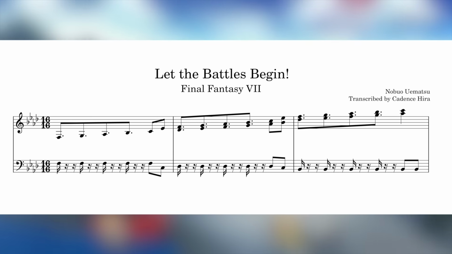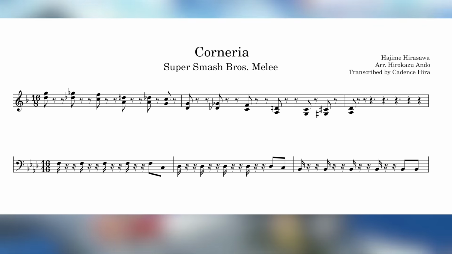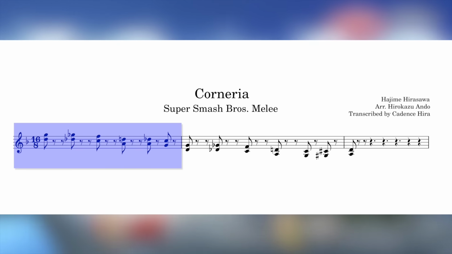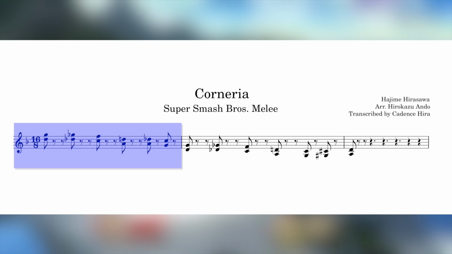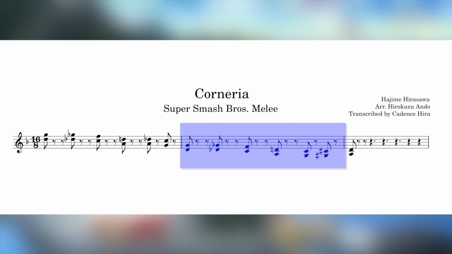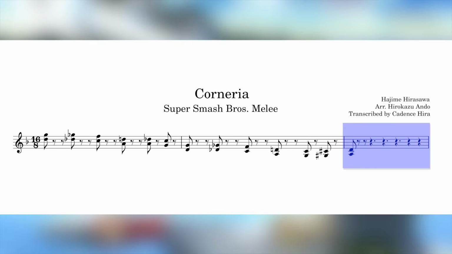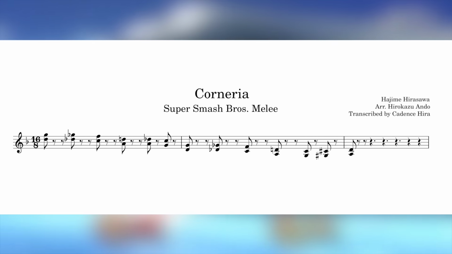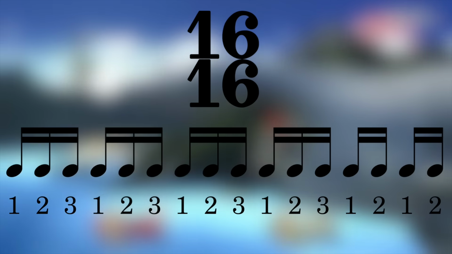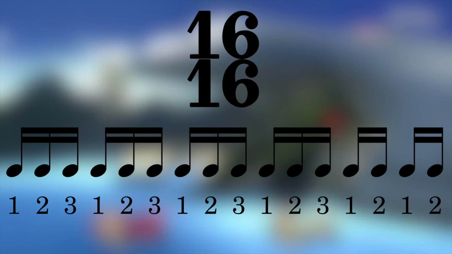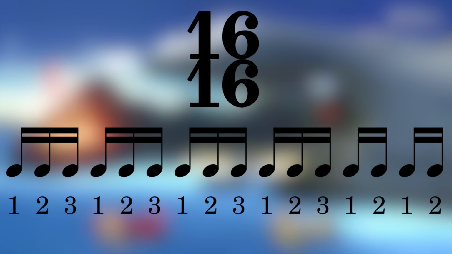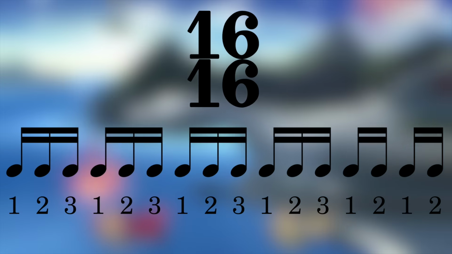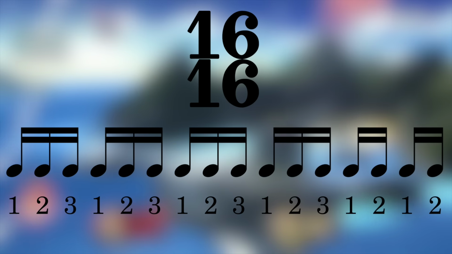Or one of my personal favorites, the Corneria arrangement from Super Smash Bros. Melee. I kind of just think of this 16 groove as the more intense version of 8/8's 3 plus 3 plus 2. It does the same thing, but extends each half of the asymmetry, which in my opinion creates more tension.